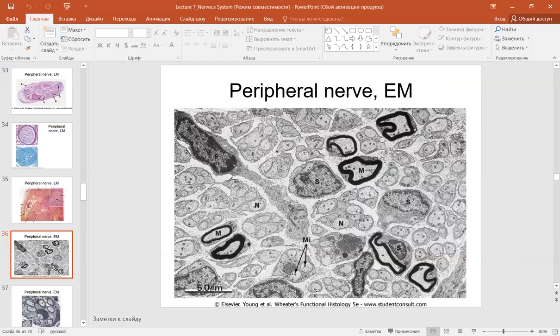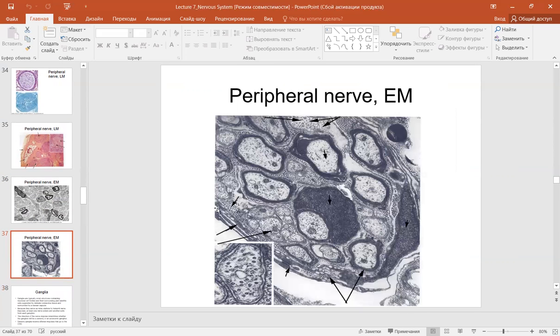The peripheral nerve in an electron micrographic representation at relatively small magnification. This is the myelin sheath, a myelinated nerve fiber. They're in the minority. The majority are non-myelinated nerve fibers, where the Schwann cell cytoplasm surrounds the nerve cell processes, the axons of nerve cells, without making the myelin sheath.